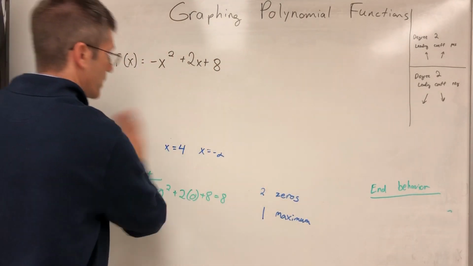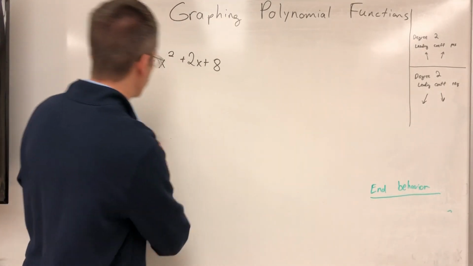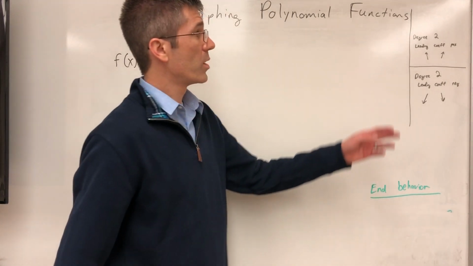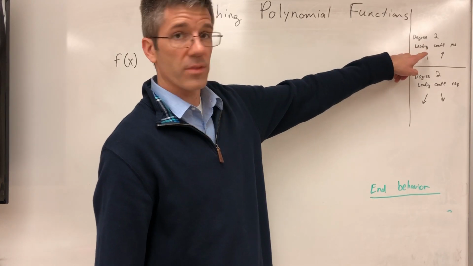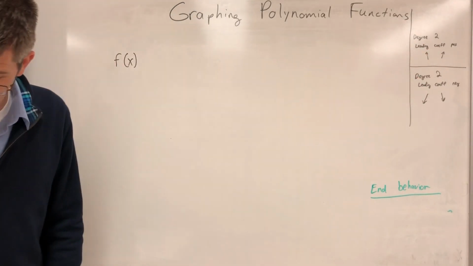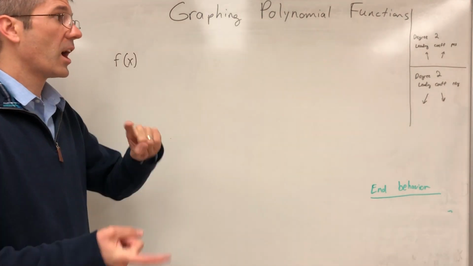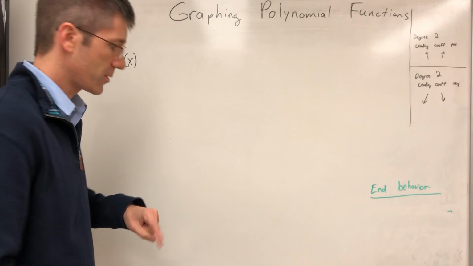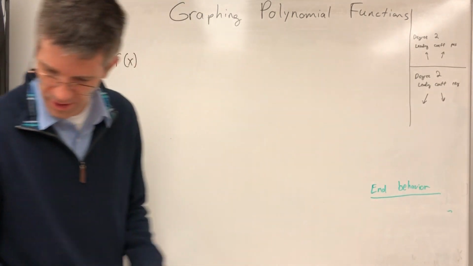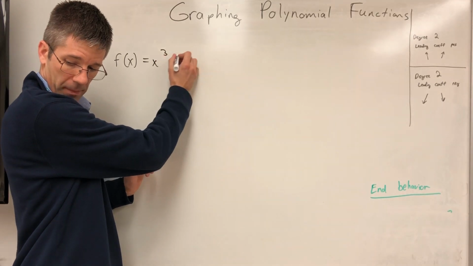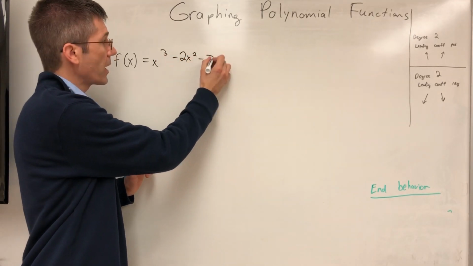Okay, up to this point, we have done one that had an even degree with a positive leading coefficient and an even degree with a negative leading coefficient. I'm going to do one that has an odd degree and a positive leading coefficient. That was wordy, but you'll see what I mean. So we have x cubed minus 2x squared minus 3x.